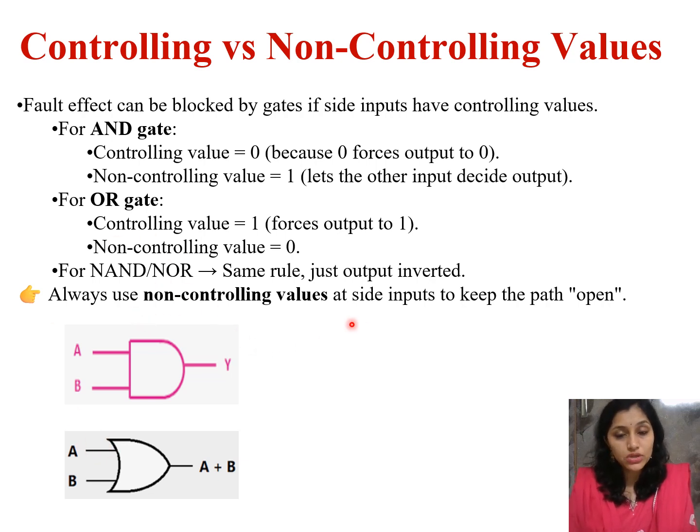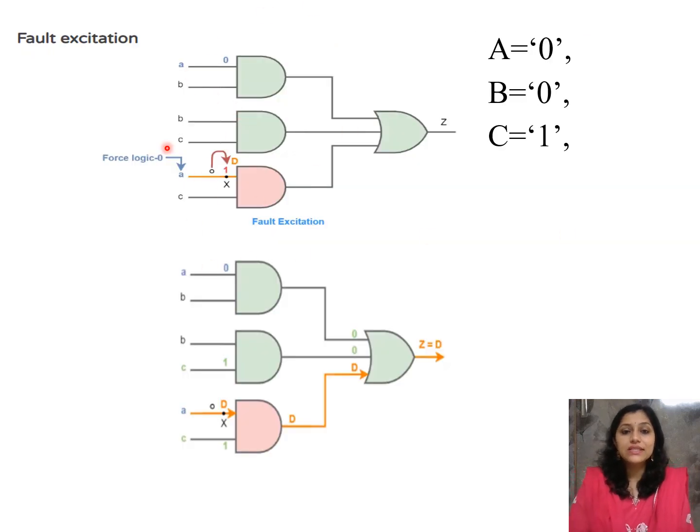And for NAND and NOR, we can also design our digital circuits using universal gates, NAND and NOR. In that case, same rule, only the outputs are inverted. Now let's see, this is my circuit. Fault excitation means here my node X is shorted to 1. So here a stuck-at-1 fault is present.